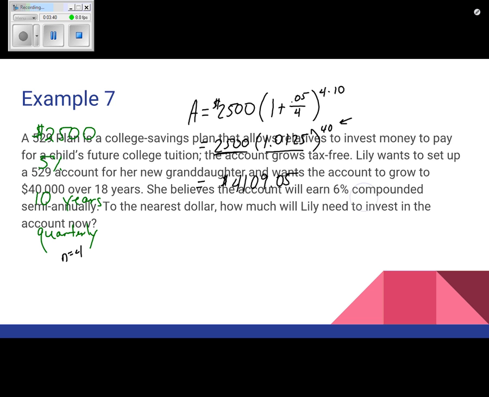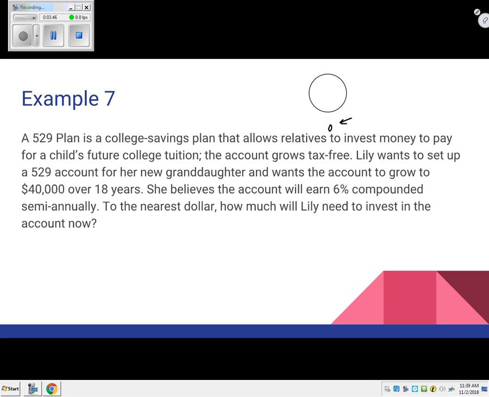I like problems forwards and backwards, so I found a good backwards problem. It says a 529 plan is a college savings plan that allows relatives to invest money to pay for a child's future college tuition. The account grows tax-free. Lily wants to set up a 529 account for her new granddaughter and wants the account to grow to $40,000 over 18 years, when, I guess, her granddaughter will be ready to go to college. She can find one that pays 6% interest compounded semi-annually. To the nearest dollar, how much should Lily invest now?